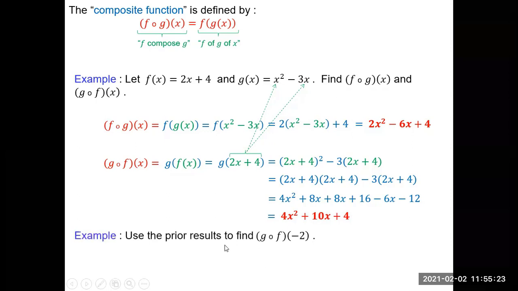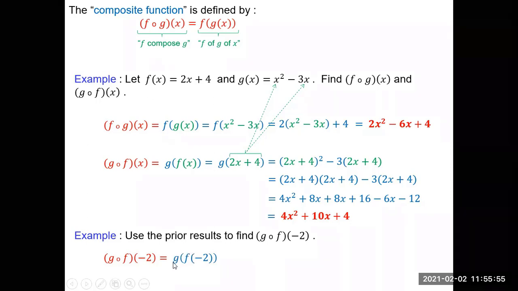Now I'd like to use that prior result in order to find g compose f of negative 2. So notice the only difference here is that now, instead of just keeping the function in terms of x, I'm being told that the input is now negative 2. So I do have an option again. I could calculate the output for f of negative 2 in the original function and find out what that output is. That output would then become the new input to the function named g.